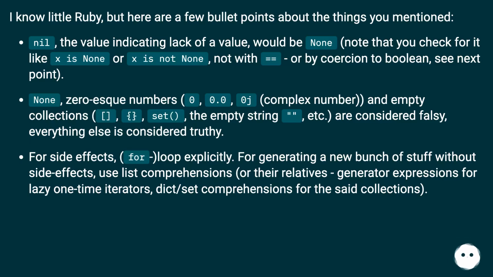For side effects, use a for loop explicitly. For generating a new bunch of stuff without side effects, use list comprehensions, or their relatives: generator expressions for lazy one-time iterators, dict/set comprehensions for the dict and set collections.